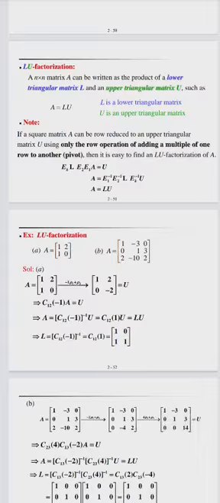Then Ek, etc., E2 E1 into A equal to U. Then A equal to E1 inverse, E2 inverse, etc., Ek inverse into U. Then A equal to L into U. This E1 inverse, E2 inverse, etc., Ek inverse product is a lower triangular matrix L. That is A equal to LU.